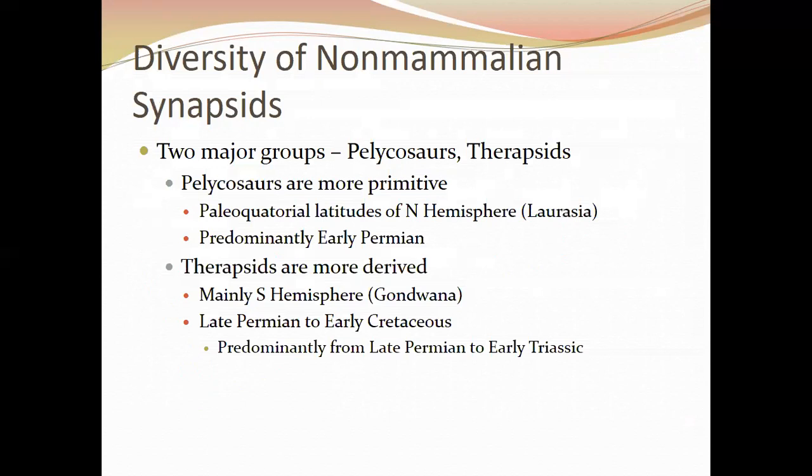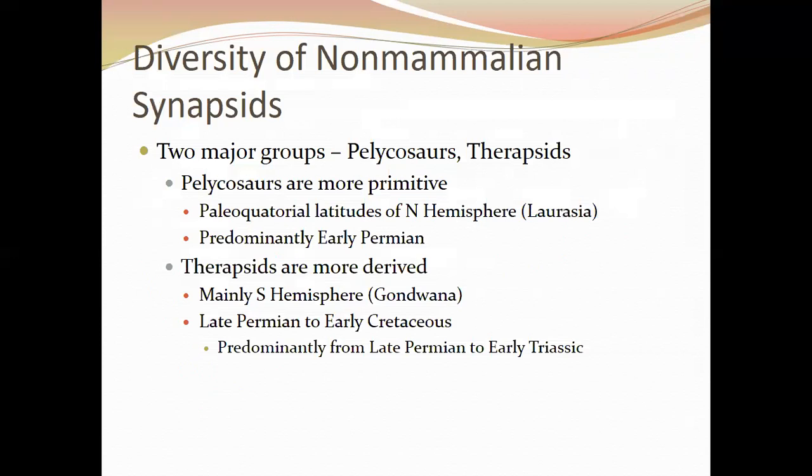The therapsids are more derived. They were found mainly in the Southern Hemisphere. Gondwana is the continent they were part of. That continent was South America, Australia, likely most, if not all, of Africa, and then Antarctica and India was likely part of this Gondwana structure. The diversity that we see later in mammals is going to be linked to this structure, as we will find that marsupial and monotreme evolution is related to the continents on which some animals first evolved. The therapsids were largely important in the late Permian through the early Cretaceous, and were around during the Triassic with all the dinosaurs.